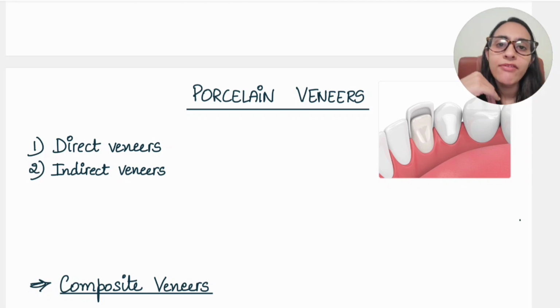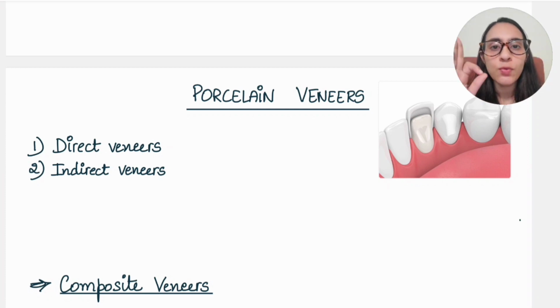Suppose a person has intrinsic stains, if you want to correct that, or if the patient has a slight amount of diastema, you can correct it using that. So the smile correction or the coloration correction can be done using the porcelain veneer crown. So basically it covers the facial aspect of the teeth.